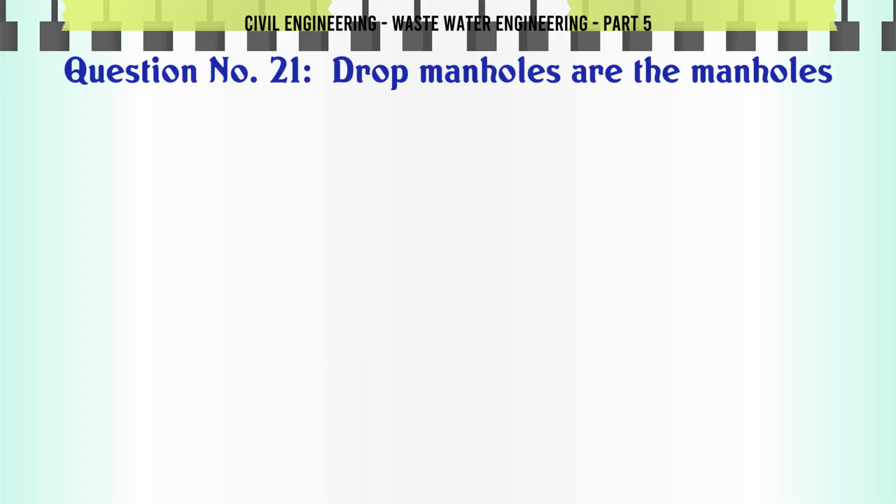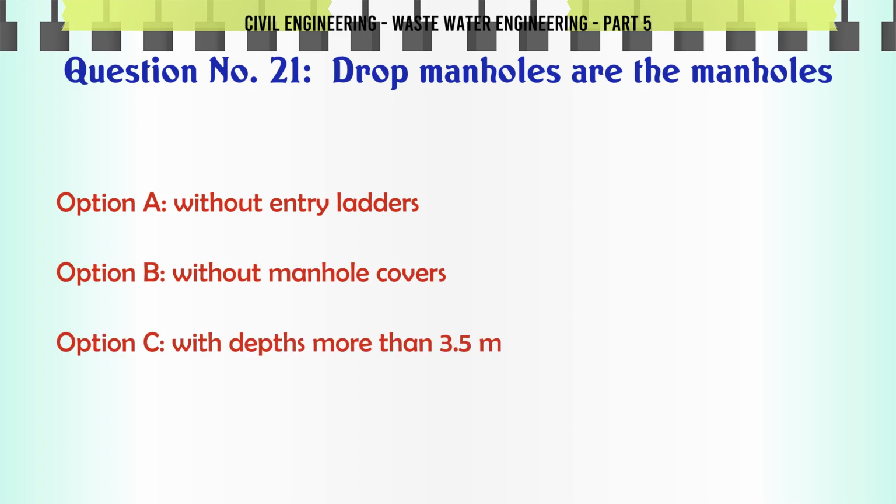Drop manholes are the manholes: A. Without entry ladders, B. Without manhole covers, C. With depths more than 3.5 m, D. Having drains at different levels.